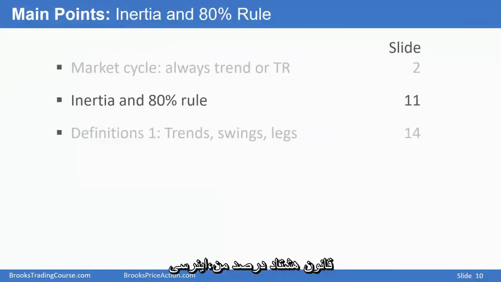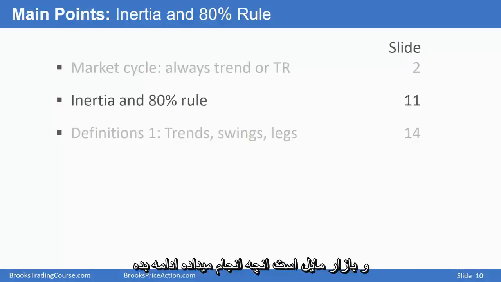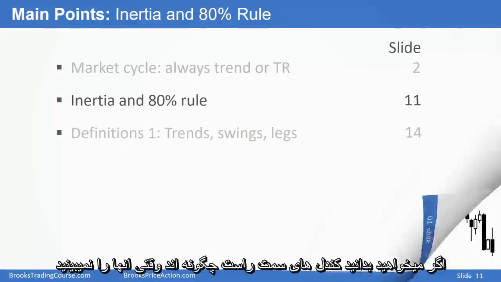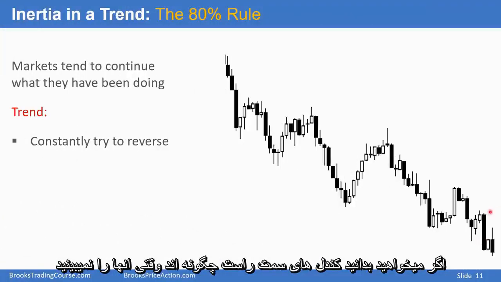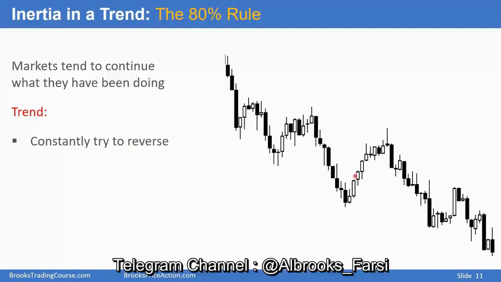My 80% rule, inertia. Inertia means that an object tends to continue what it has been doing, and markets tend to continue what they've been doing. If you want to know what the bars to the right look like, the ones that you do not see, they probably look like the bars to the left.